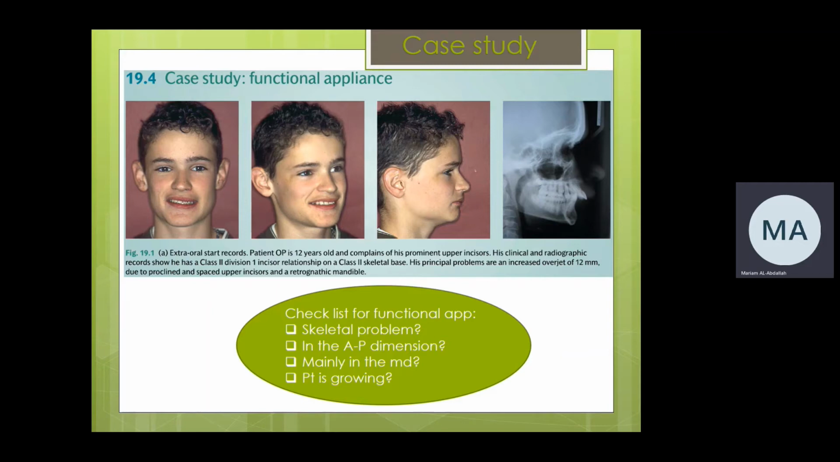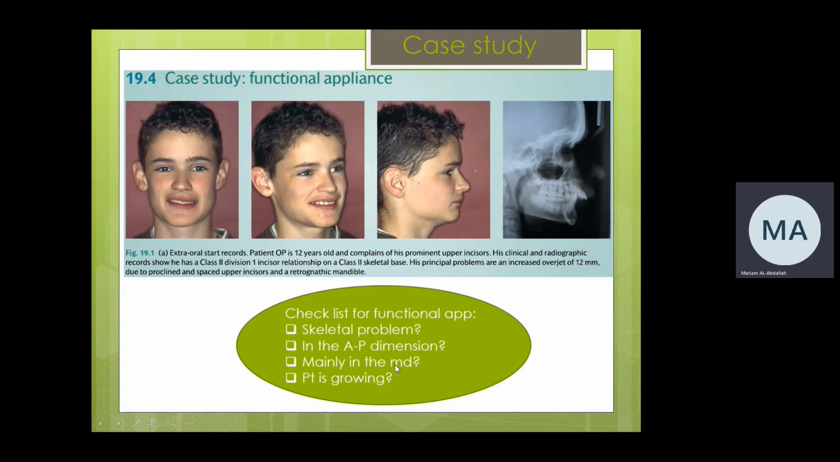So we need to have a checklist to know if a functional appliance is the correct appliance to start off with for this patient or not. So the first question is, do we have a skeletal problem? Yes, we do. We have a class 2 skeletal problem. Is it in the anteroposterior dimension? Yes, it's mainly in the anteroposterior dimension.